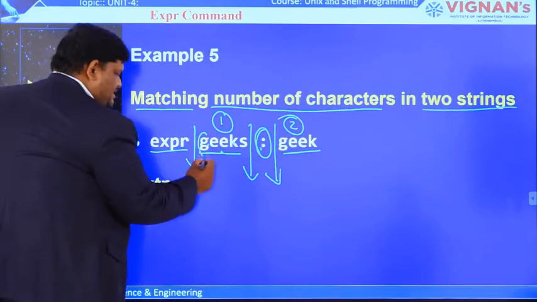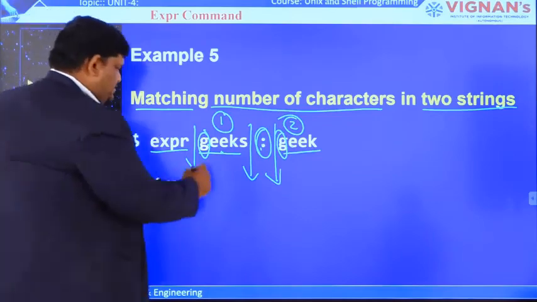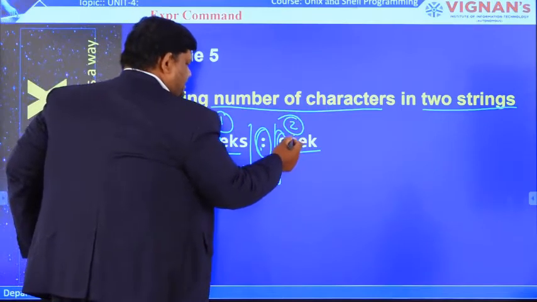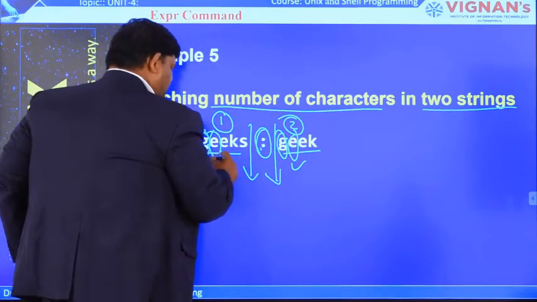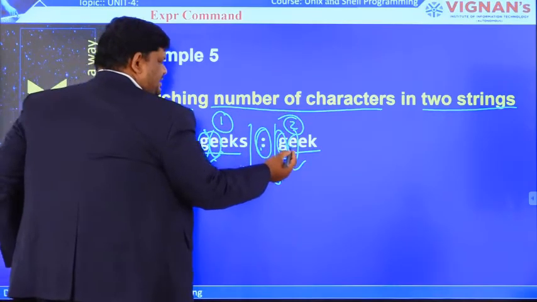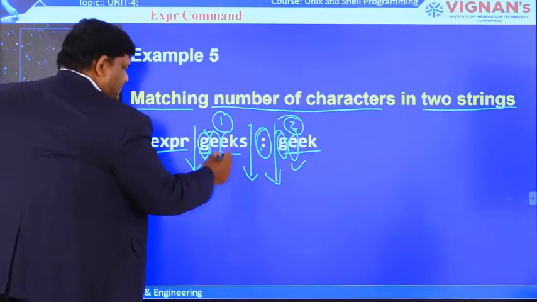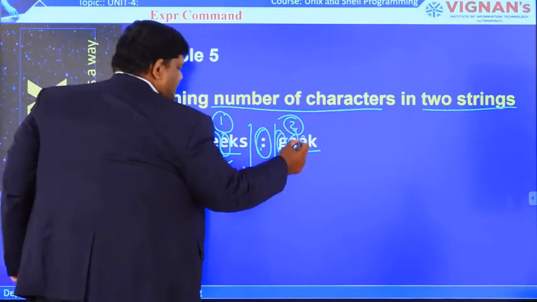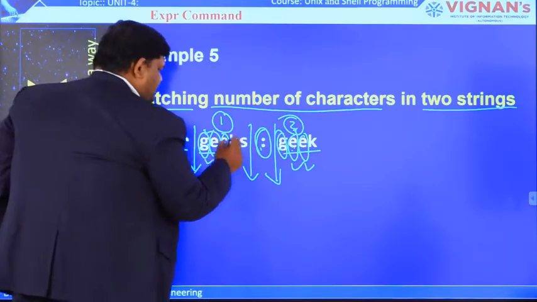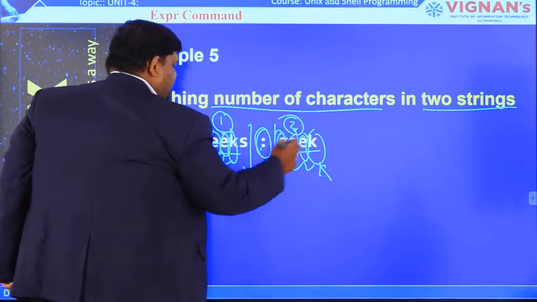For example, first it matches this character G, and in the second string also the first character is G. So both are the same. Then the second character in the first string, it matches with the second character of the second string, that is here also E. That means both are the same. Again it checks the third character in the first string, that is E, and the third character in the second string is also E. So up to here it matches. Again it goes to the fourth character, here K, and here also the fourth character is K. That means up to 4 characters the two strings are the same.